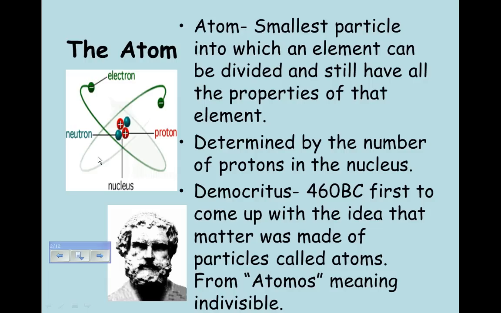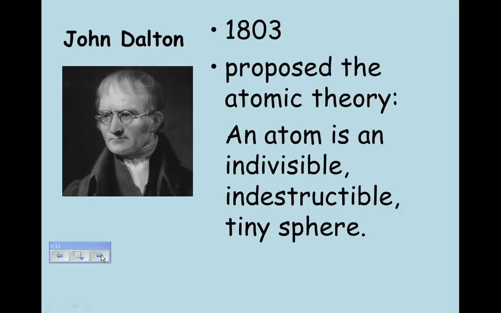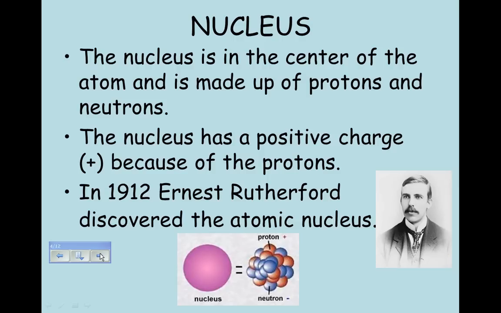John Dalton, he's next. He proposed the atomic theory. An atom is an indivisible, indestructible, tiny sphere. There's his picture. The nucleus is the center of the atom and is made up of protons and neutrons. The nucleus has a positive charge because of the protons. In 1912, Ernest Rutherford discovered the nucleus, and there's his picture.